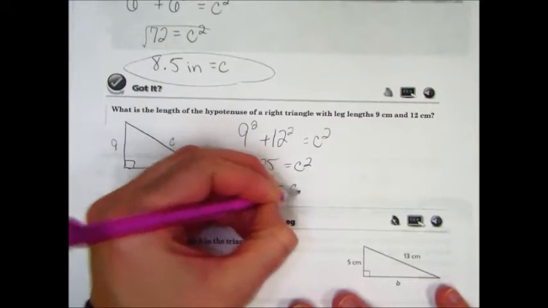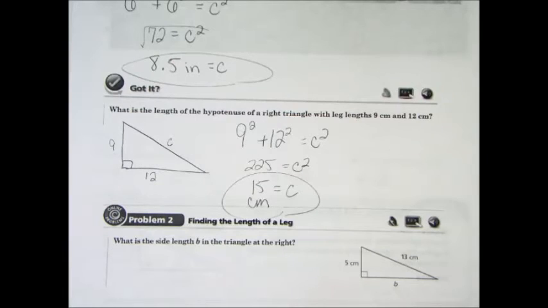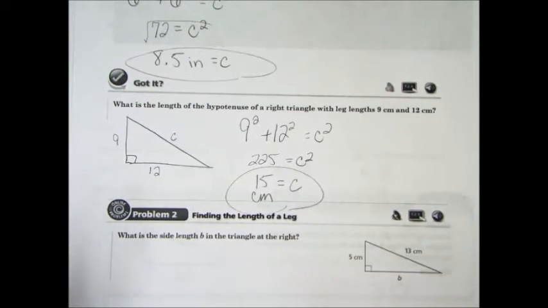This one you don't even need to round. Let's put on our units. These are centimeters. Now you might ask, what do students usually forget? They forget to take the square root. Sometimes they'll answer that the answer is 225. Moving on to problem 2.